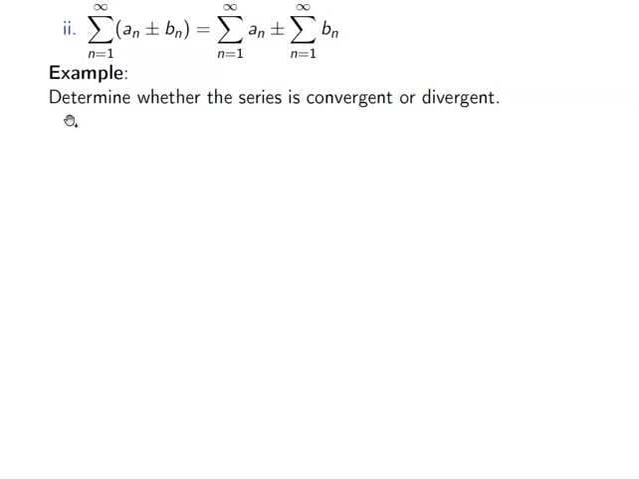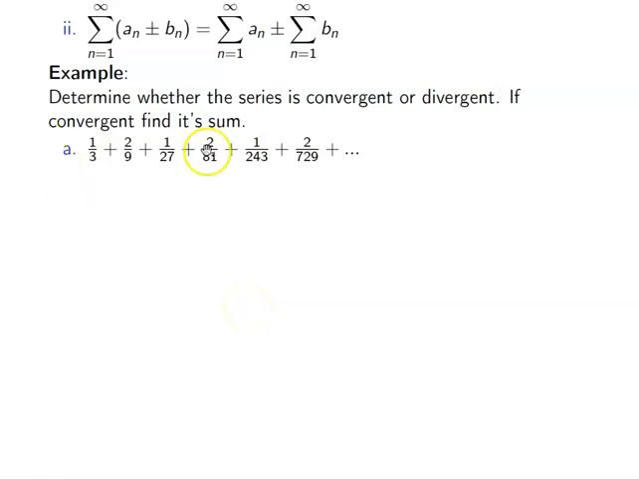So example 2. We want to determine whether the series is convergent or divergent. If it's convergent, we want to find the sum. For the first one, we have the sequence 1 over 3, 2 over 9, 1 over 27, 2 over 81, 1 over 243, 2 over 729. If this is geometric, that's super nice, and we have a way to always determine it. If it's not geometric, we'd have to determine if it's one of the other special sums that we have. Really just the harmonic is the only one that we have, and it doesn't look like it's harmonic.